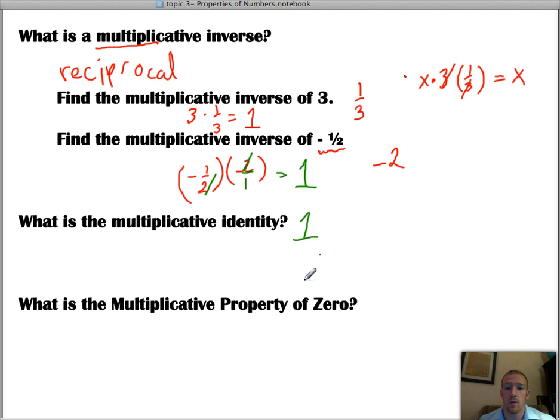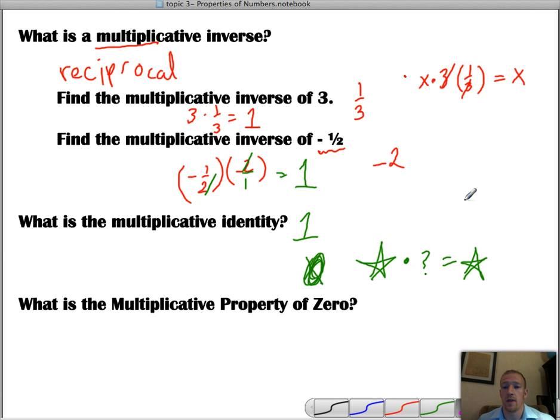And that's because we want to think of if x is anything, some number, some variable, some whatever, times what will give us the same thing. What do we multiply that doesn't change it? And that's going to be our identity.